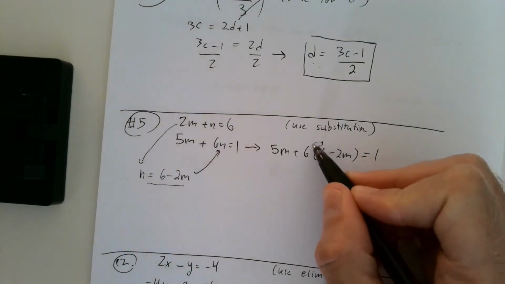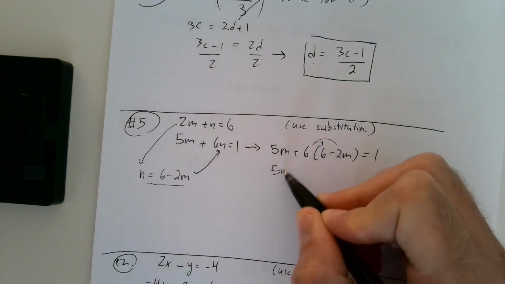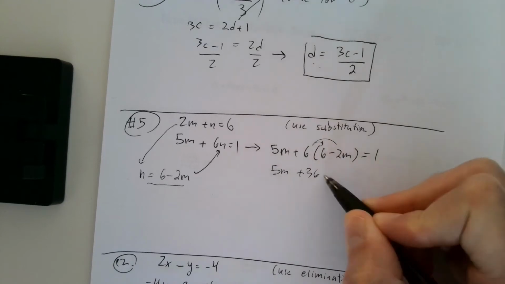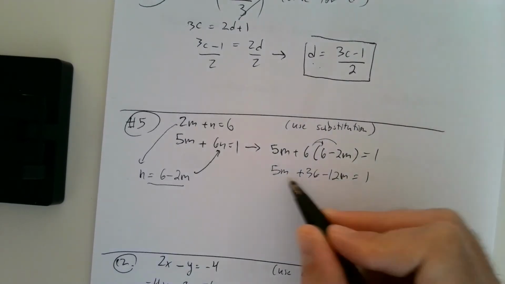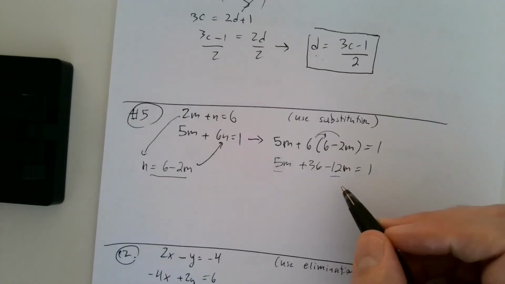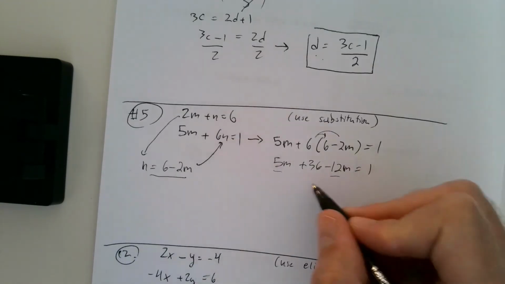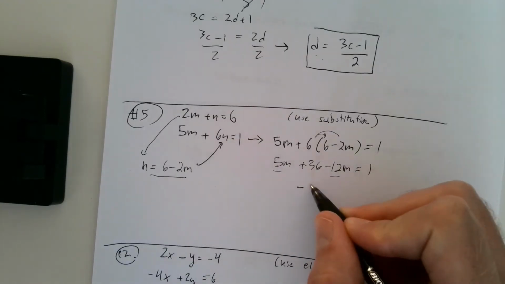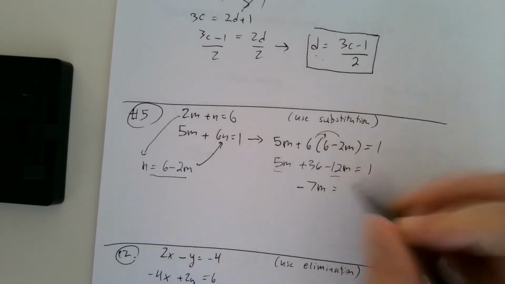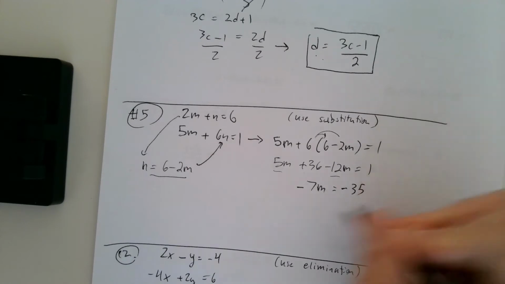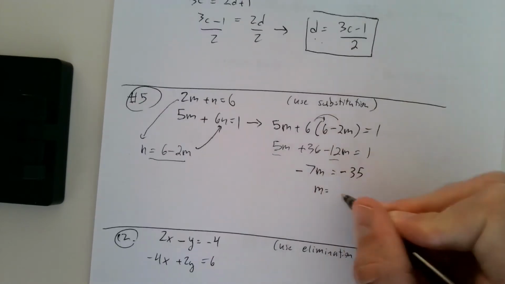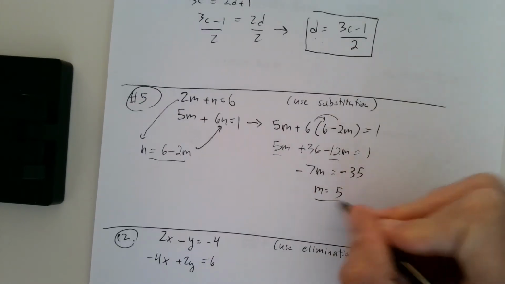You want to distribute in. And then combine like terms. Let's see, positive 5 and minus 12 makes a negative 7. And if you subtract 36 on both sides, you'll get m is equal to a positive 5.